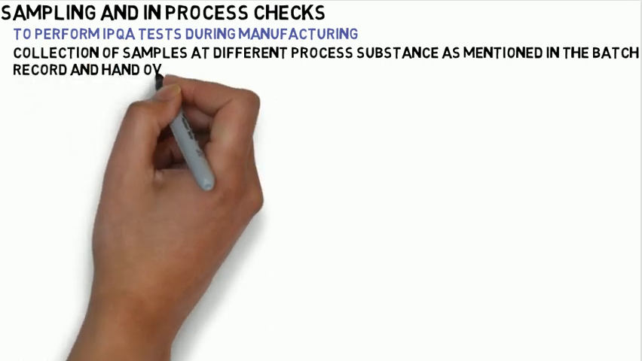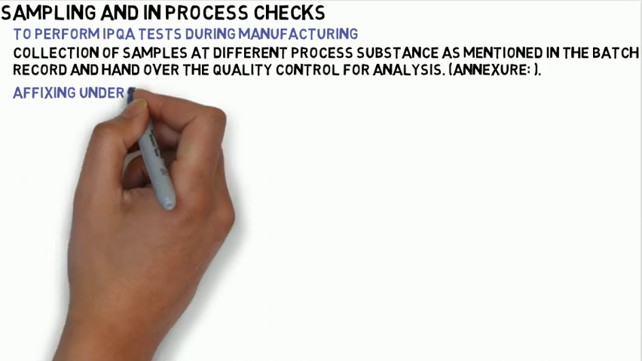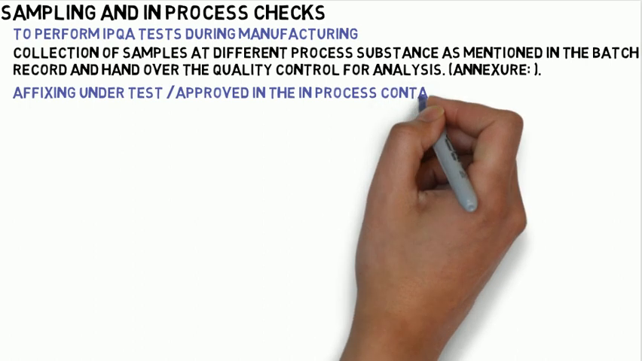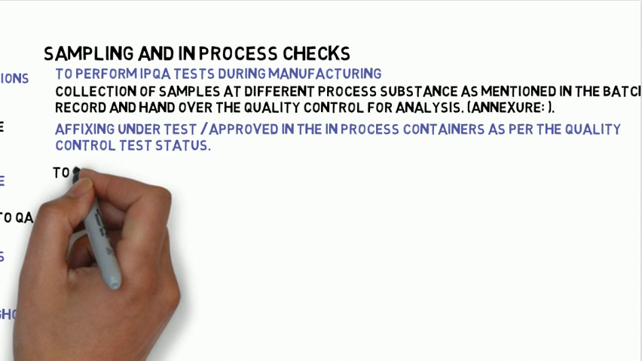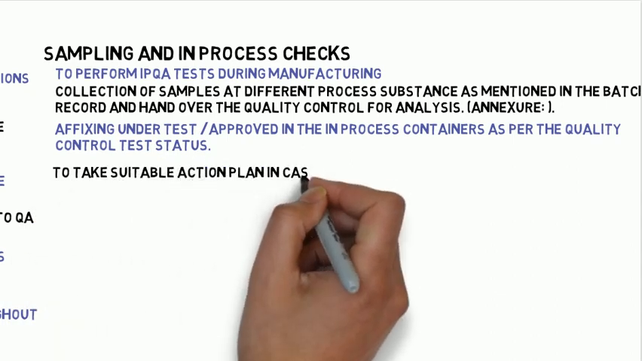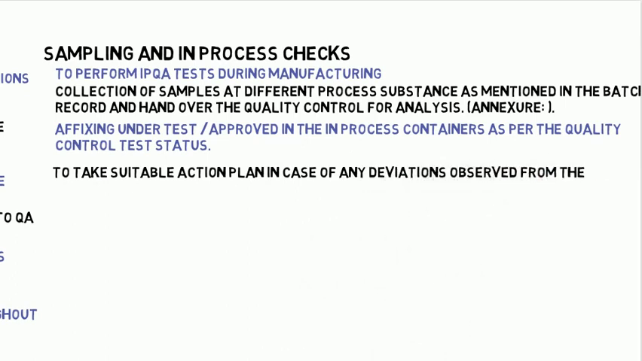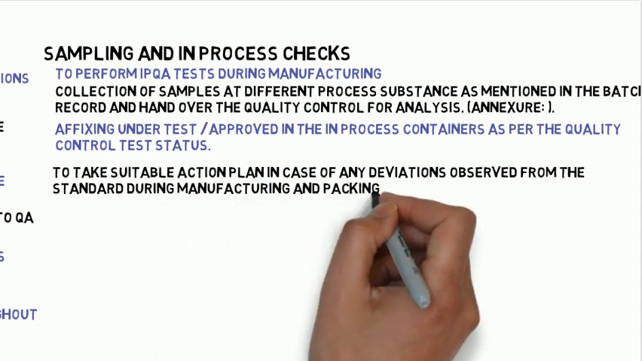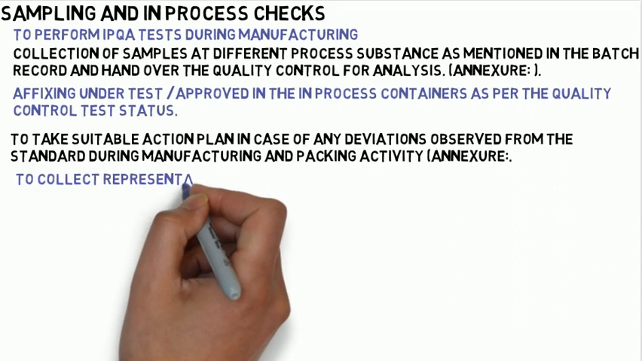Step 3. Affixing under test or approved label on the in-process containers as per the quality control test status. Step 4. To take suitable action plan in case of any deviations observed from the standard during manufacturing and packing activity as per Annexure 1 given at the end of the video. Step 5. To collect representative samples of each batch as applicable for control sample, stability sample or for quality review sample as per Annexure 2 given at the end of the video.